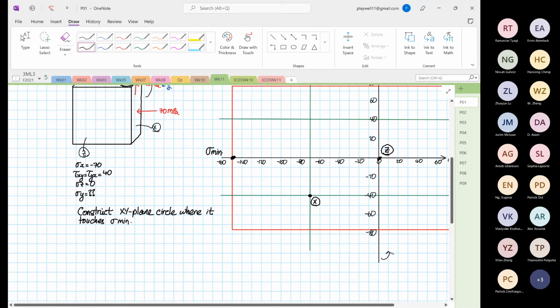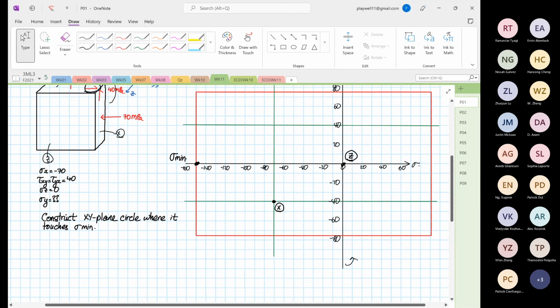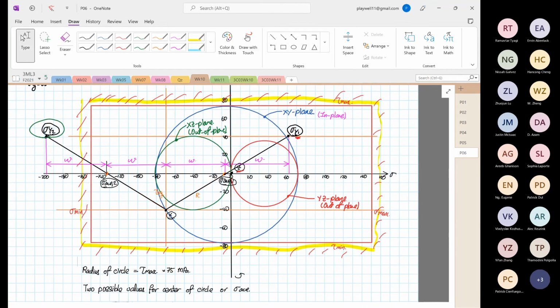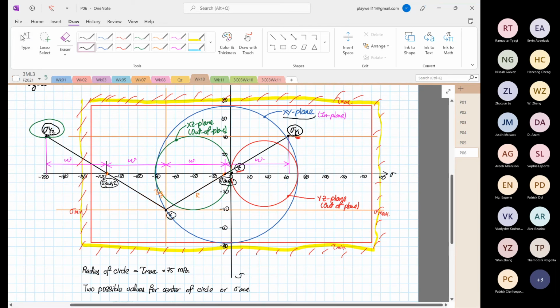Okay, so this is different from what we had before. I will highlight why. Over here, right? So if we look at the XY plane, the XY plane is the biggest circle. It did not engage or touch the stress minimum, which I'm highlighting now in black.